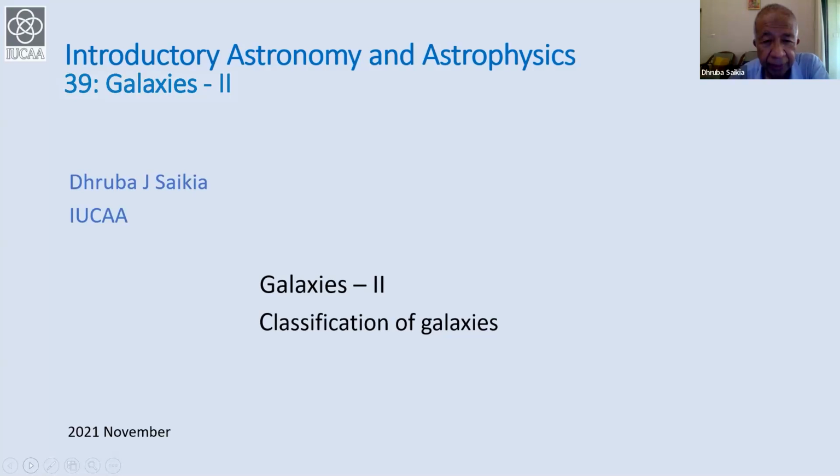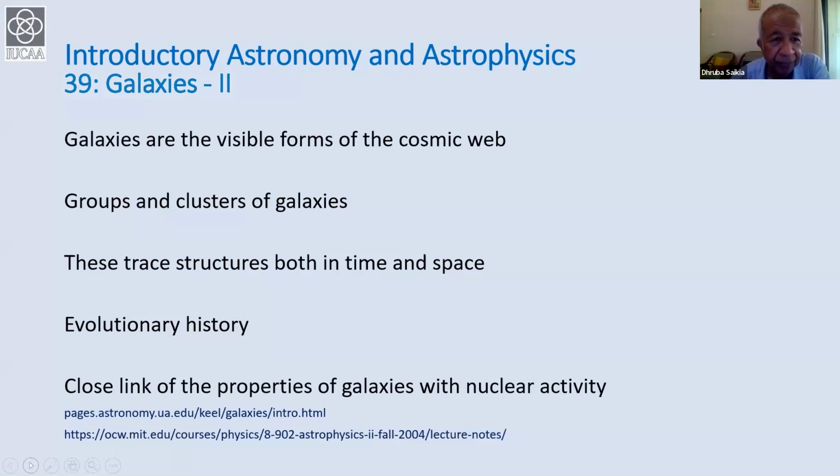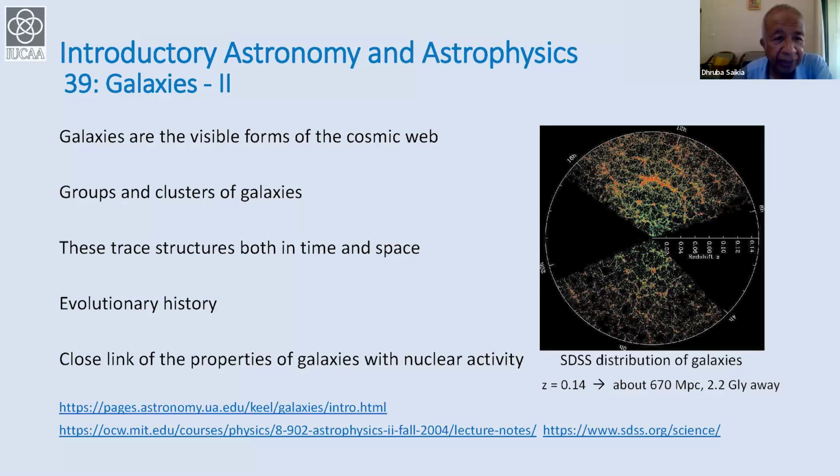So we will now look at a wide variety of galaxies that exist in our universe. A lot of it will be familiar to you, but feel free to stop me at any point if you have any questions to ask. Okay. So we have seen that galaxies are the visible forms of the cosmic web. They are rarely isolated. They occur in groups and clusters of galaxies.